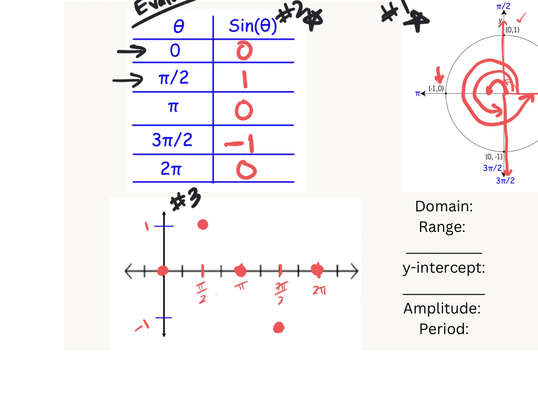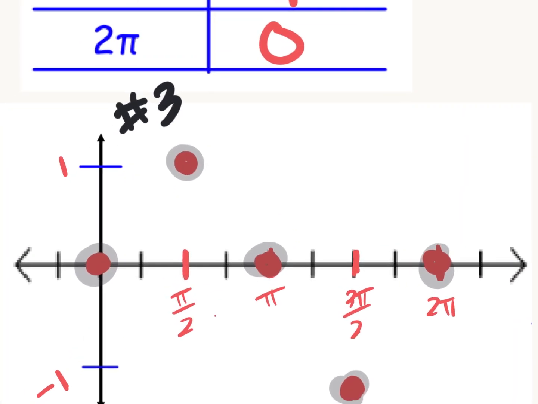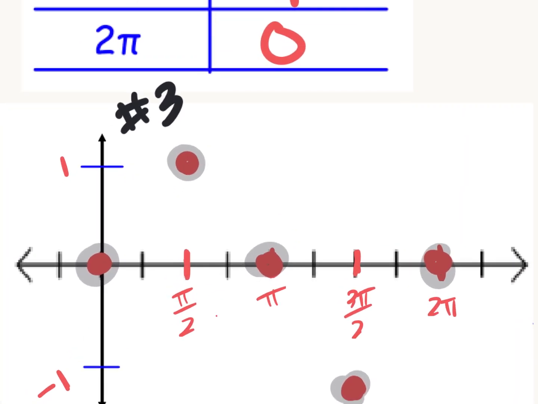So I've got these 5 points, and I'm going to highlight them for you. These are our anchor points that help give us the shape of our graph. But then the big question is, how do I fill in the in-between? So does my graph look like this? Does it look like this? Does it look like this? How does it look in between these anchor points?